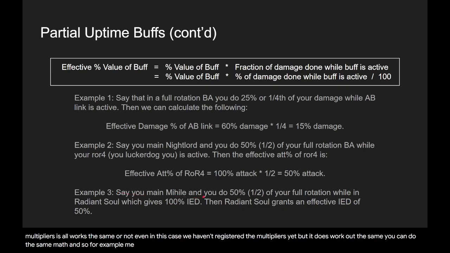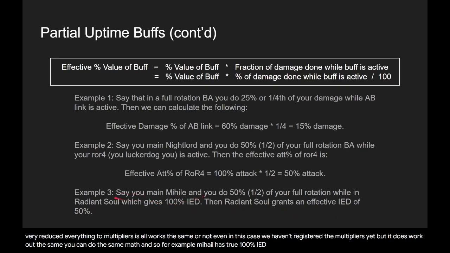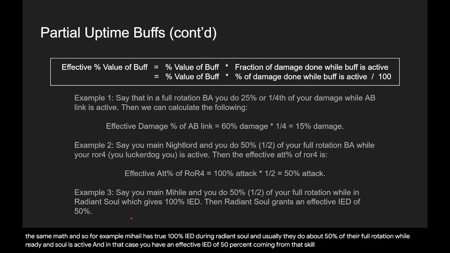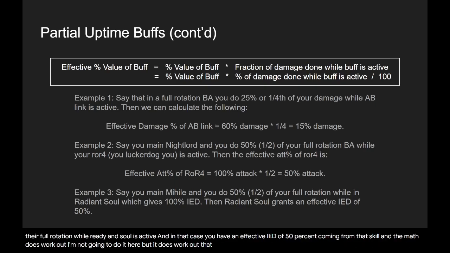So for example, Mihail has true 100% IED during Radiant Soul, and usually they do about 50% of their full rotation while Radiant Soul is active. So in that case, you have an effective IED of 50% coming from that skill. And the math does work out. I'm not going to do it here, but it does work out that it is an accurate thing. Okay.